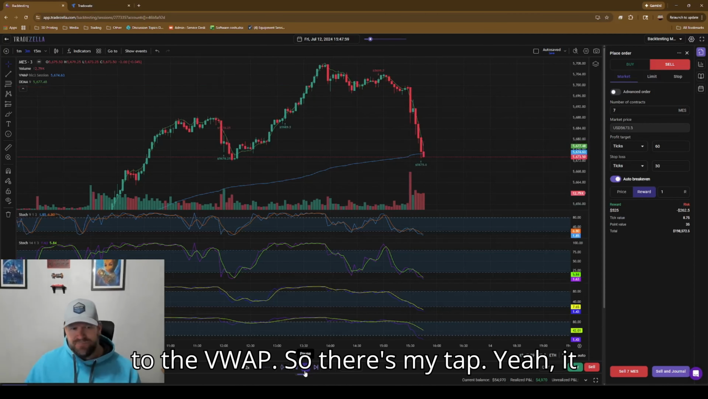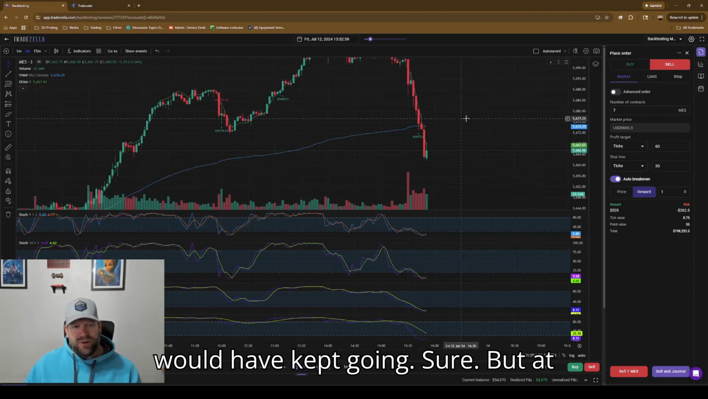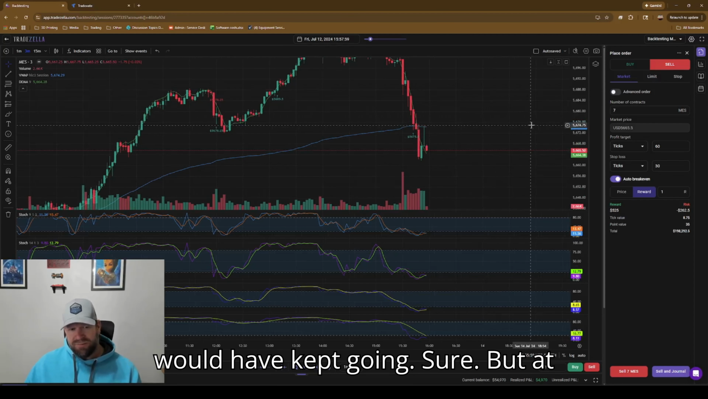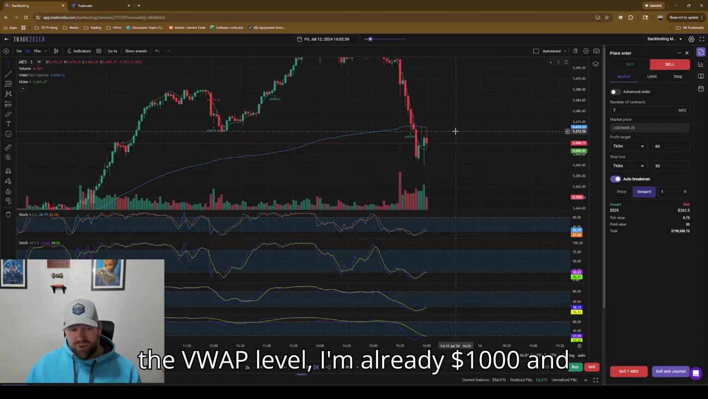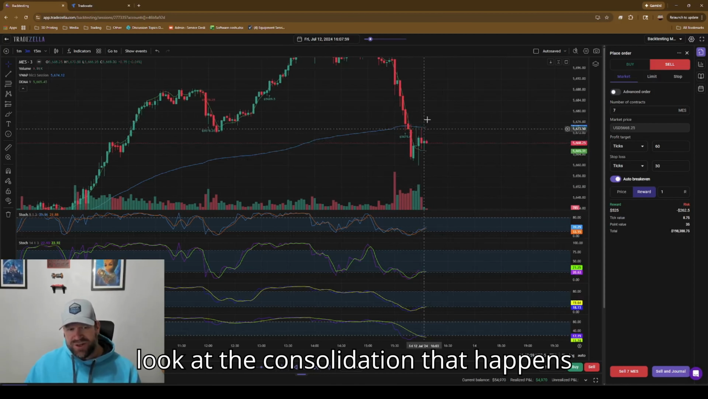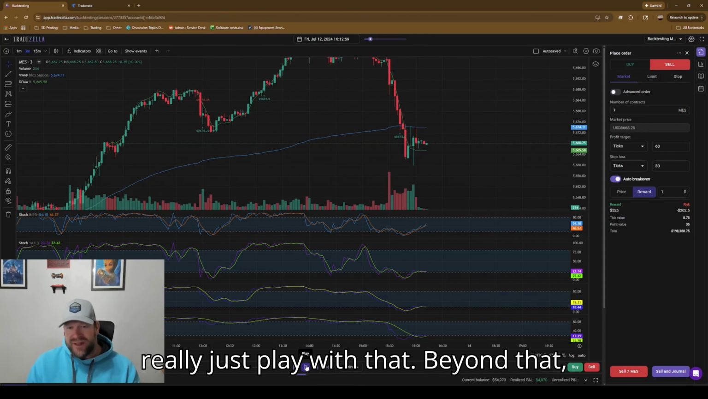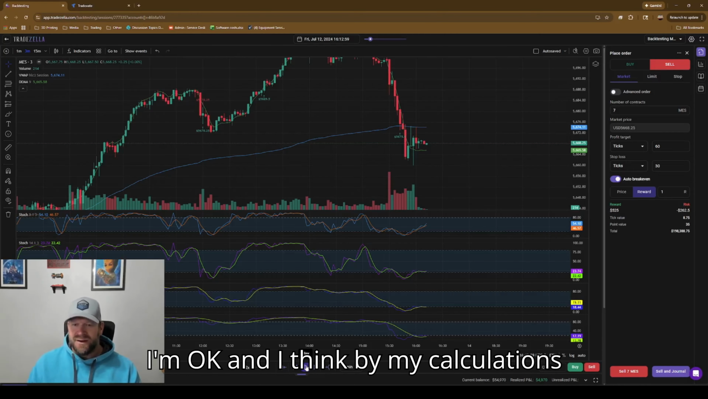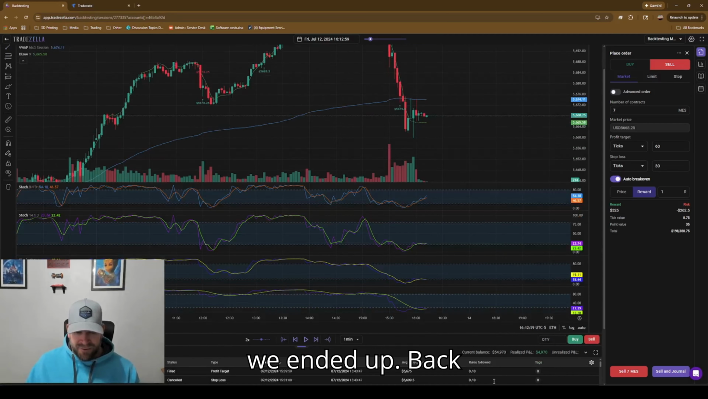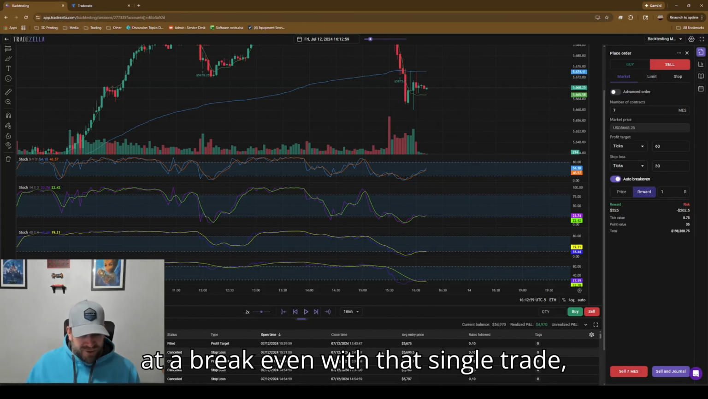So there's my tap. Yeah, it would have kept going, sure. But at the VWAP level, I'm already $1,000, and look at the consolidation that happens around that VWAP. That's why I wouldn't really just play with that. Beyond that, I'm okay. And I think by my calculations, we ended up back at a break even with that single trade, right?